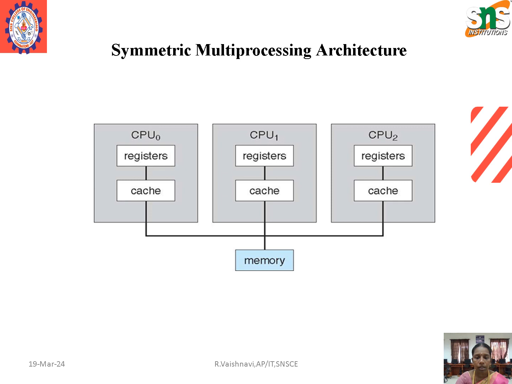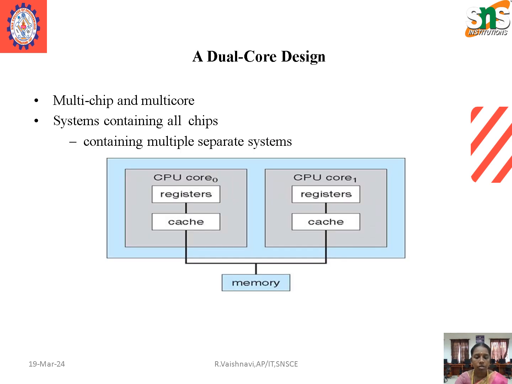Each CPU is interconnected to the memory. Here, each CPU contains registers and a cache. Registers are small storing devices. Next one is a dual-core design, that is multi-chip and multi-core. The system contains all the chips, that is, multiple separate chips. Here we have CPU core 0 and CPU core 1. Inside CPU core 0 we have registers and caches. It is the same for CPU core 1, we have registers and cache, and these CPU cores are interconnected to the common memory.